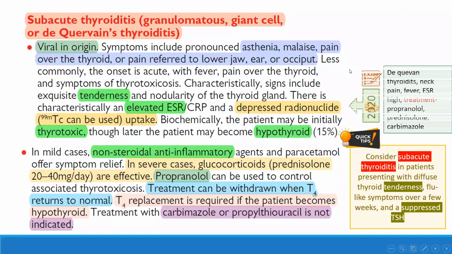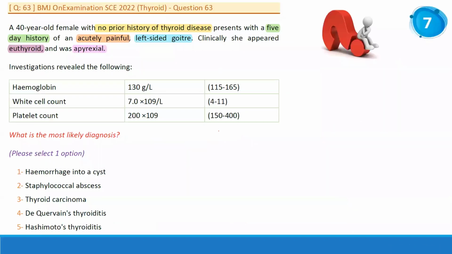In previous exams, they asked a question about De Quervain thyroiditis: a patient presented with neck pain and fever with elevated ESR. What is the treatment? Actually, the treatment is non-steroidal anti-inflammatory drugs. Another important question from an examination.